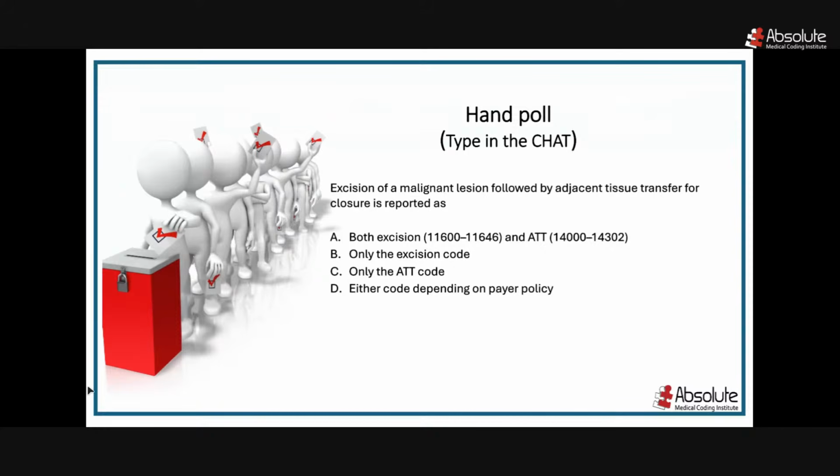Excision of malignant lesion following the adjacent tissue transfer for closure is reported as the following. Your options are option A, both excision and ATT. Option B, only excision code. Option C, only ATT code. Option D, either code depending on the payer policy. Which is the correct answer for this scenario?